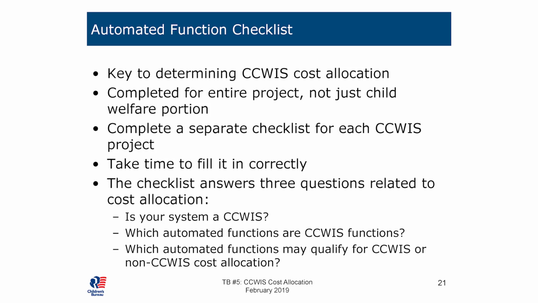In a multiple program system, it is very likely that some portions of the system support other programs rather than the child welfare program. These automated functions will not qualify for any Title IV-E reimbursement, either through CCWIS or non-CCWIS cost allocation. Number 3, after you have used the checklist to identify the automated functions that are part of your CCWIS, the list will identify those that qualify for CCWIS cost allocation and those that qualify for non-CCWIS cost allocation. Next slide, please.